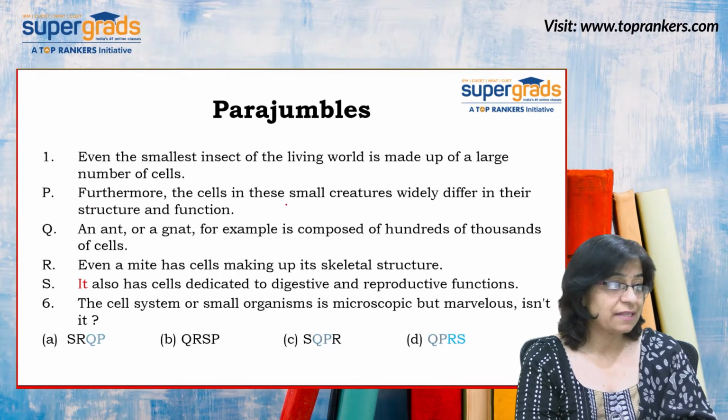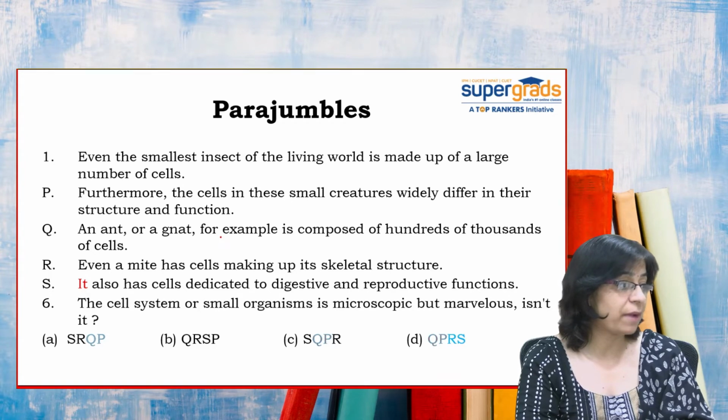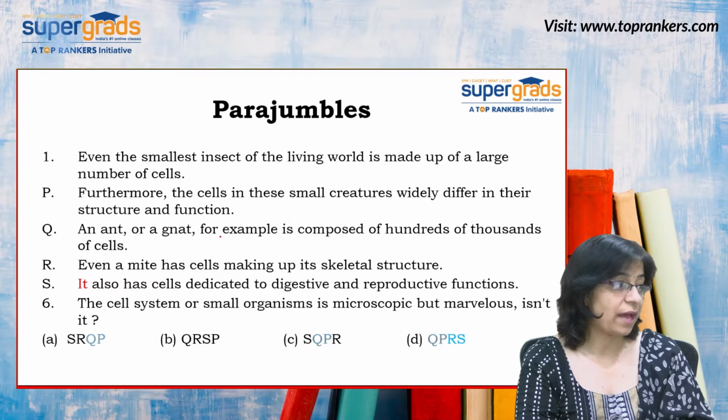Furthermore, the cells in these small creatures widely differ in their structure and function. An ant, a gnat, for example, is composed of hundreds of thousands of cells. Even a mite has cells making up its skeletal structure. It also has cells dedicated to digestive and reproductive functions.